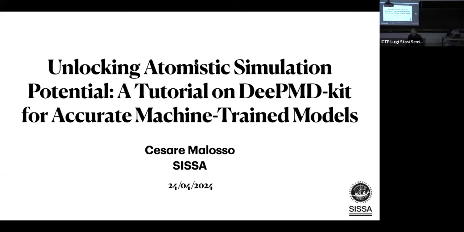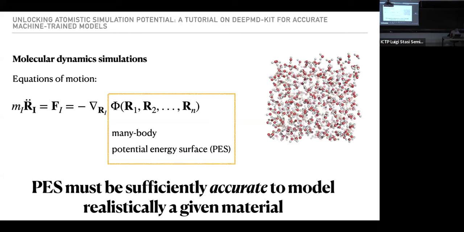Yeah. So, hi. Today we're going to talk about how to craft an accurate machine learning potential for atomistic simulation. I will start with a very small theoretical introduction, and then I will also provide some examples, input files, how to deal with training the model, testing the model, and using the model, so it will be very practical. So let's start from the very beginning.